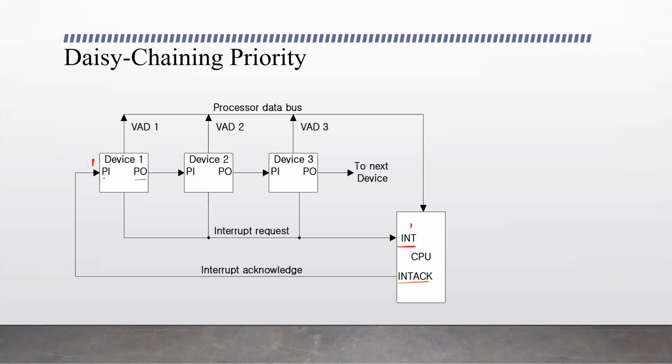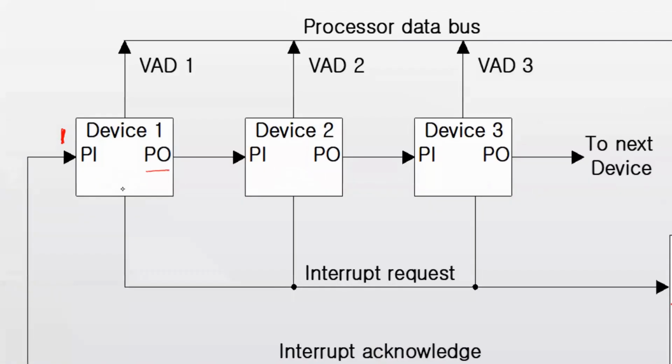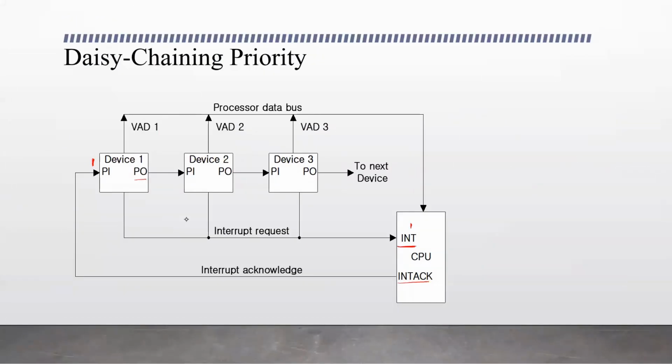Through this priority in input, device 1 first receives the interrupt acknowledge signal. This interrupt acknowledge signal from the CPU is passed on to the next devices, device 2, device 3, and so on to all the devices. This is passed on to the other devices only if this particular device does not have an interrupt request. If this device has an interrupt request, it will block it and will not send it to the other devices.